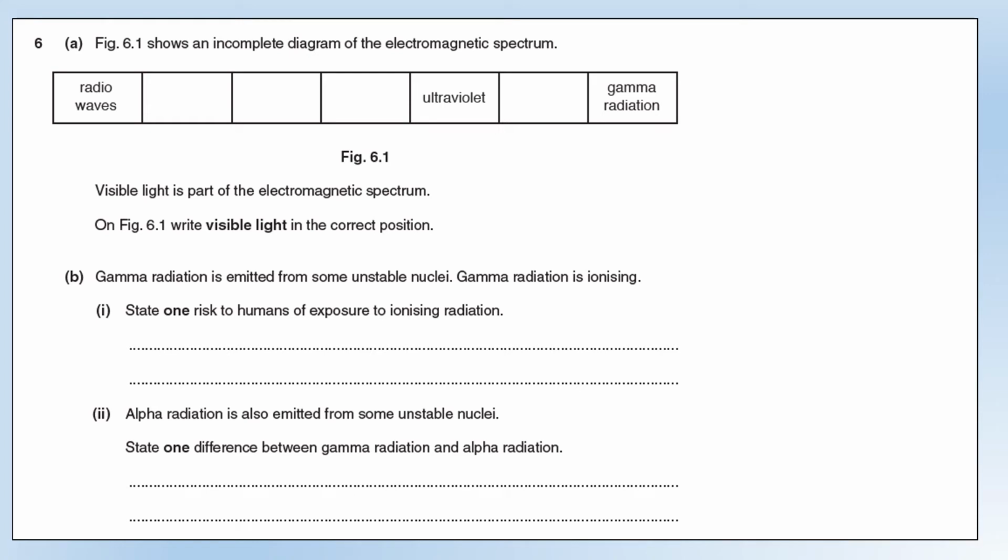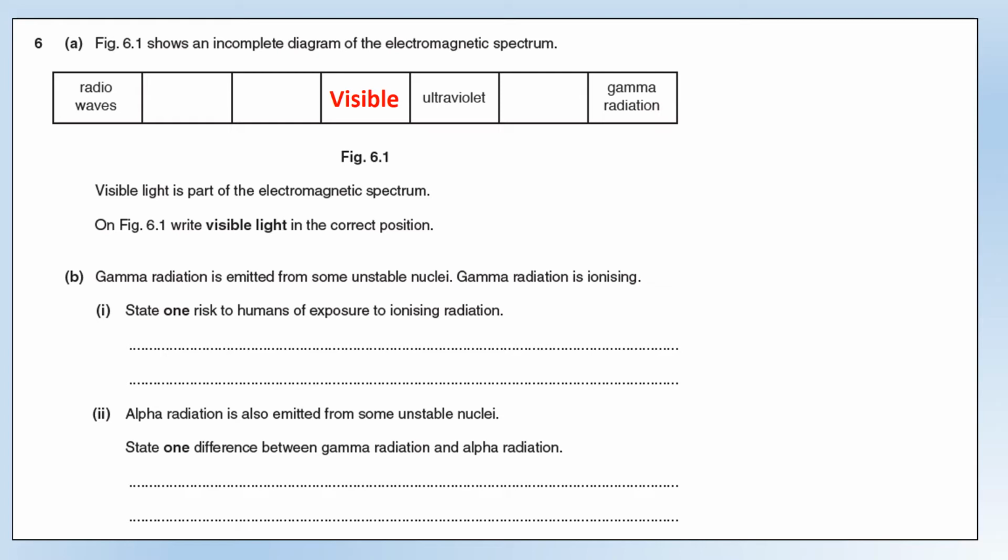Okay, so moving on to question 6, looking at waves, more specifically the electromagnetic spectrum. And we want to put visible light in the right place. So visible should be bang in the middle next to ultraviolet. Yep, that's where it goes.